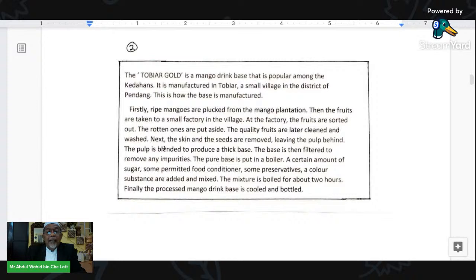The pulp is blended. "Is" plus "blended" in participle form to produce a thick base. The base is then filtered. Is filtered. The form is "is" plus "filtered" in participle form to remove any impurities. The pure base is put in a boiler. The form is "is" plus "put" in participle.